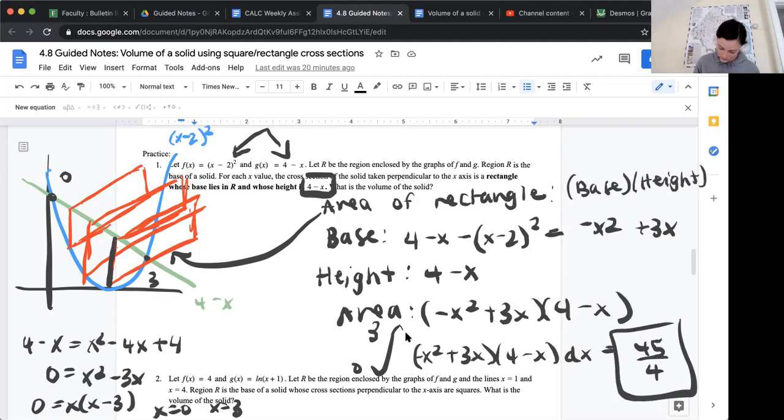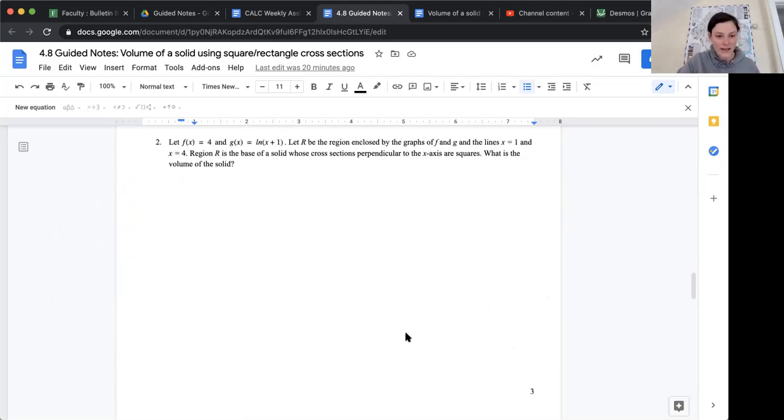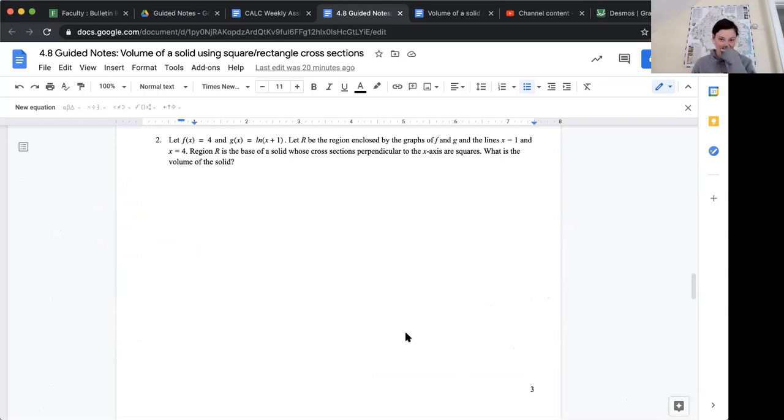Okay. All right, one more. So let f of x equal 4 and g of x equal natural log of x plus 1. Let R be the region enclosed by the graphs of f and g and the lines x equal 1 and x equal 4. Region R is the base of a solid whose cross sections perpendicular to the x-axis are squares. What is the volume of the solid?